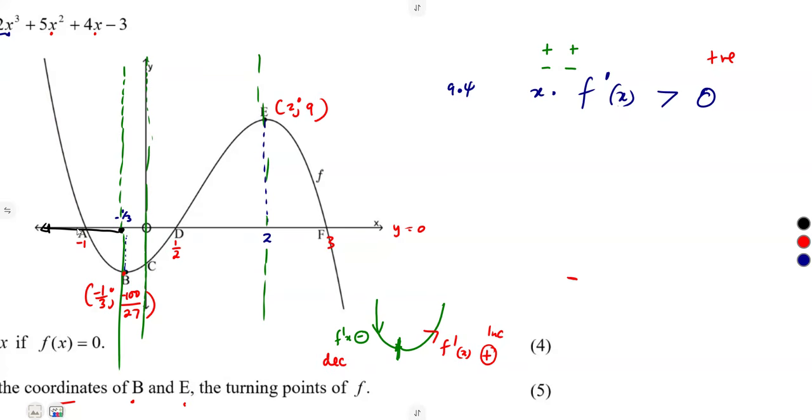There is a decrease. What about the x values? We're talking about -1/3, -1, -2, -3. The x values are negative there. The graph is decreasing, so the first derivative is negative. We are multiplying a value of x, which is negative, by a first derivative, which is negative. So we get a positive, exactly what we want.